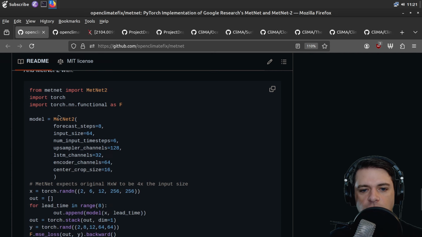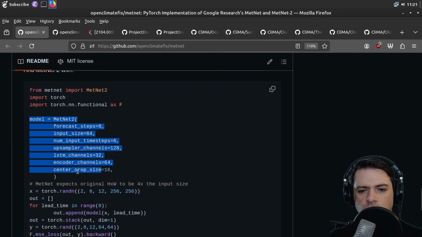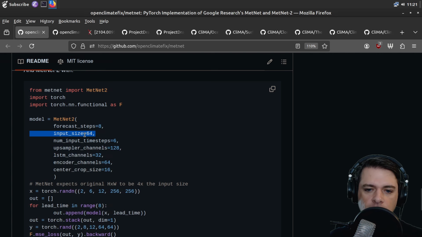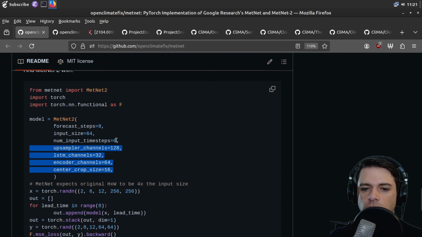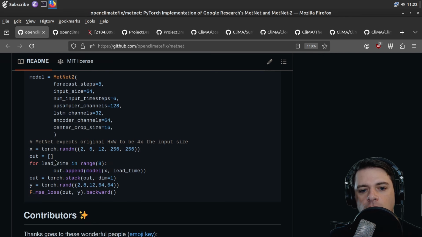And so I guess here's how to use it. You say MetNet, and you set forecasting steps to 8. Input size is 64. Number of input time steps 6. I don't know what these numbers mean. 8, 64, and 128, 32. These are all powers of 2, of course. They all have 8 as a factor. These could be like bytes. MetNet expects original HxW to be 4x the input size.